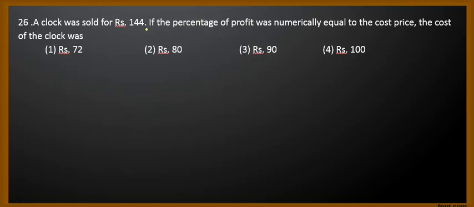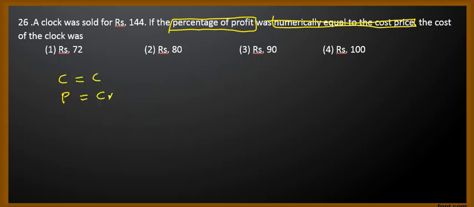A clock was sold for 144 rupees. If the percentage of profit was numerically equal to the cost price, the cost of the clock was. Here, what is given? The point here is the percentage of profit was numerically equal to the cost price. Assume cost price as C. Then profit equals how much? C percent of C, that equals C square by 100, because profit is given in percentage.